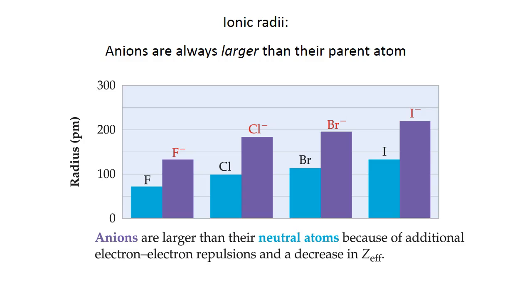Now, anions are always larger than their parent atom, and so you can see here the halogens with the teal bars being compared to their respective halide ion, fluoride, chloride, bromide, and iodide, and you can see that the halide anions are considerably larger than their neutral atom, and so we're going to talk about this next.